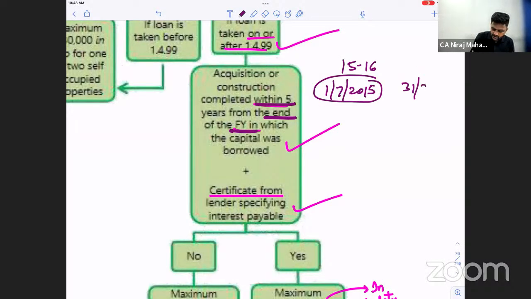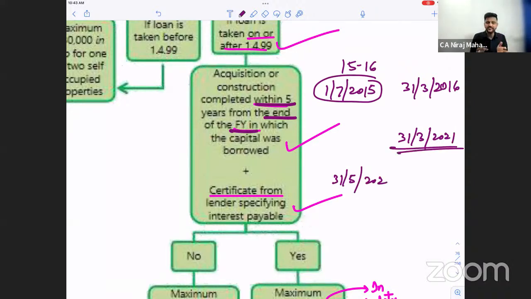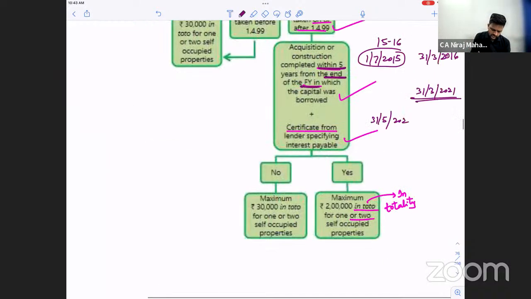31st March 16. From here you will take 5 years. So 17, 18, 19, 20, 21. And actually in our case, the construction was completed on 31st May 21. That is after this date. Condition is satisfied? No, condition is not satisfied. So as this is not satisfied, our ceiling limit will go to 30,000.